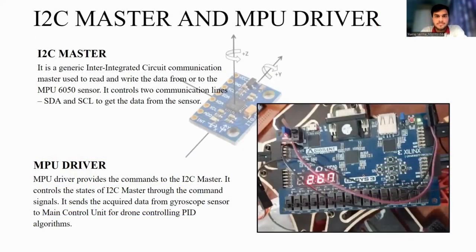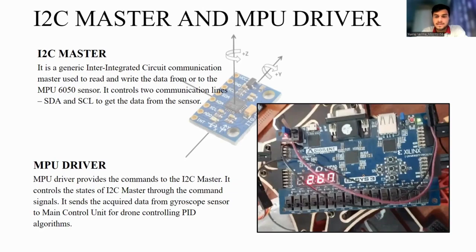Next we have the I2C communication, and in this we have two modules, I2C master and MPU driver. I2C master is a generic inter-integrated circuit communication master used to read and write data to and from the MPU 6050 sensor. It controls two communication lines, SDA and SCL, to get the data from the sensor. To control the I2C master, we use the MPU driver. The MPU driver provides the command to the I2C master. It controls the state of the I2C master using the command signal. It also sends the acquired data from the gyroscope sensor to the main control unit for the drone controlling PID algorithm.